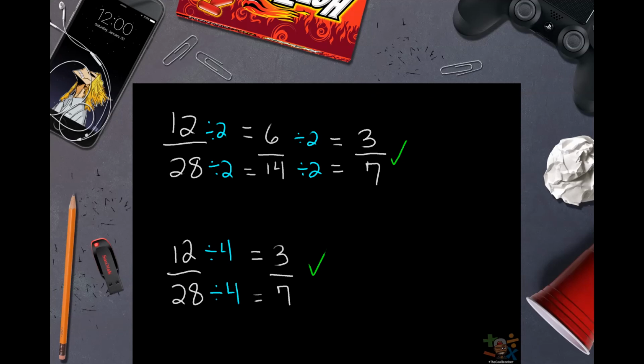Okay? So remember, simplifying is not trying to divide the numerator or smaller number into the denominator or bigger number. That's not what it's about. It's trying to see a number that goes into both of them and dividing by that number.